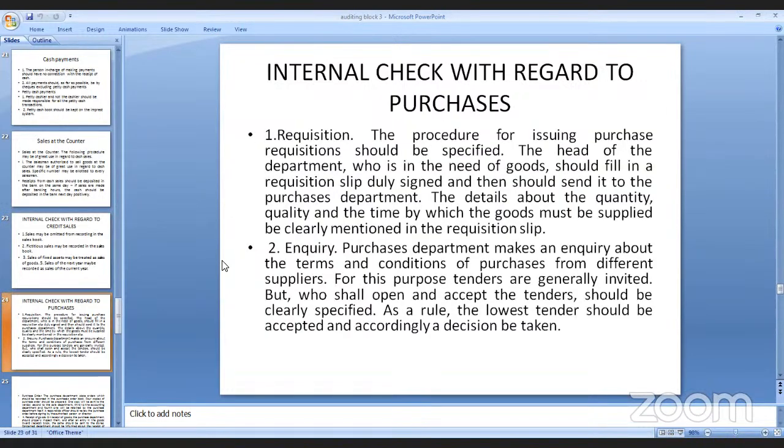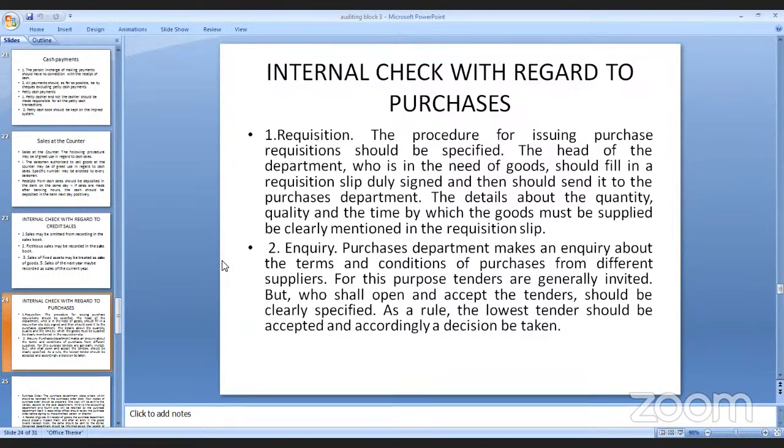Next, internal check with regard to purchases. The purchase department also deals with internal check, like the purchase requisition and purchasing details. The head of the department of purchases deals with the requisition of purchases. For example, the requisition slip contains details of the quality and quantity of goods, when they will be supplied, and what the various products are.